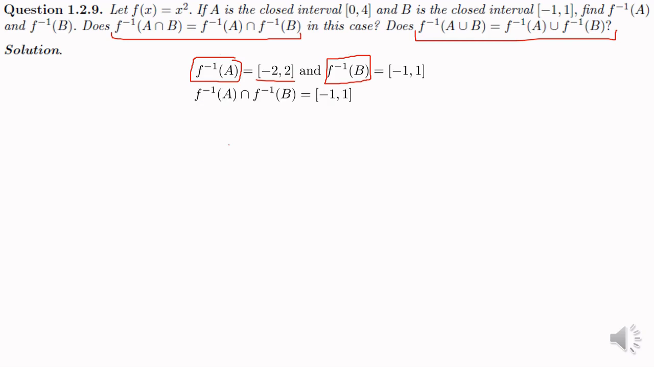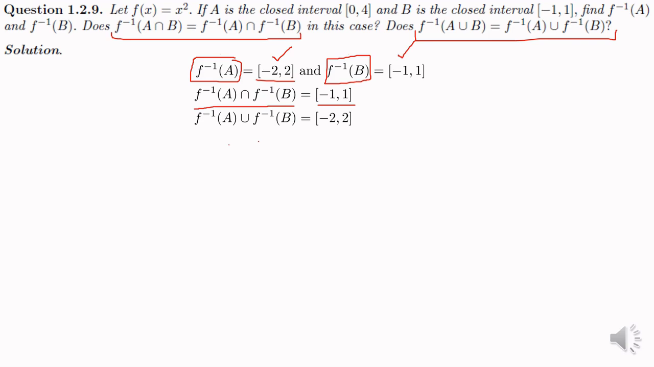So f⁻¹(A) ∩ f⁻¹(B) is the intersection of the two intervals [-2, 2] and [-1, 1]. When you look at the common region of the closed interval [-2, 2] and the closed interval [-1, 1], you can see that the common region to both the intervals is the closed interval [-1, 1]. So the intersection f⁻¹(A) ∩ f⁻¹(B) will be the closed interval [-1, 1], and the union f⁻¹(A) ∪ f⁻¹(B) will be the closed interval [-2, 2].